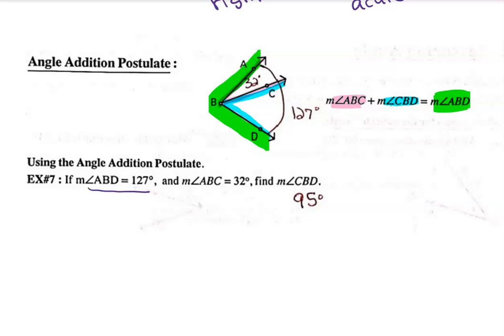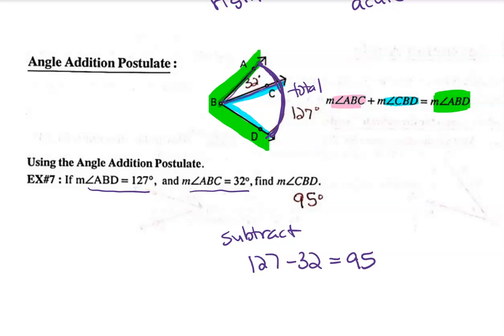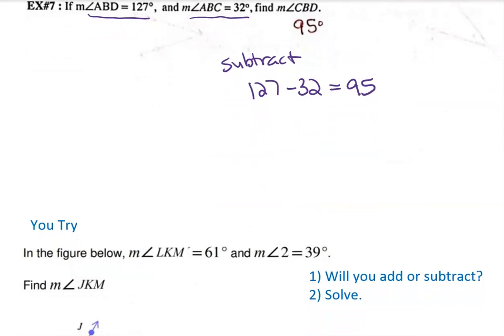If angle ABD was equal to 127, that's the big angle all the way across from A all the way to D, and angle ABC was 32, that's this one right in here, then find the missing angle. Well, in this case, I know the big number, I know the total, but I'm missing one of the smaller numbers. So in that case, we subtract. 127 minus 32, and we get 95 degrees for our missing angle. 95 degrees.